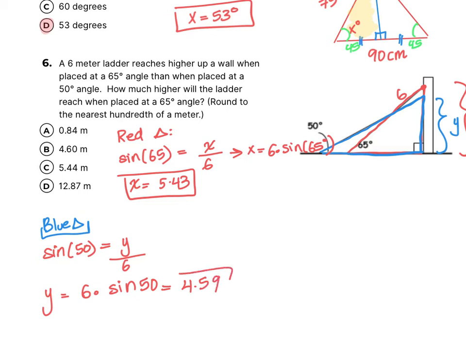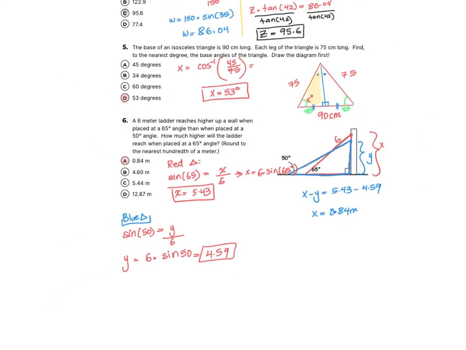So to answer the question, how much higher would the ladder reach when placed at a 65-degree angle, I simply subtract x minus y. And that will be 5.43 minus 4.59, and then the difference will be 0.84 meters. So the answer for this question is going to be A. So that's for number 6.